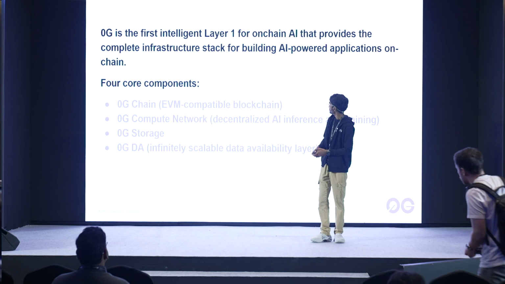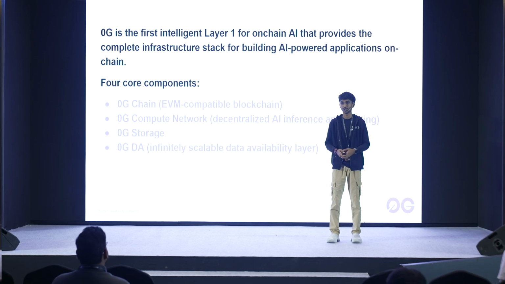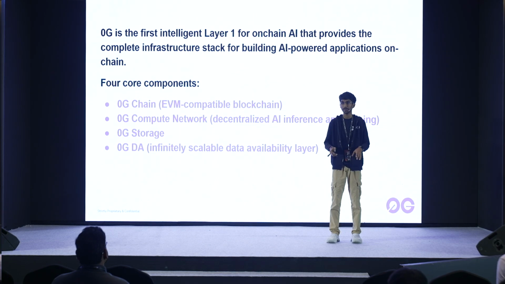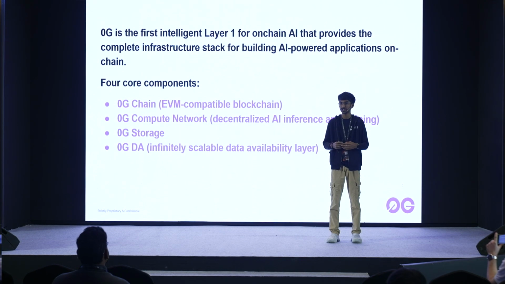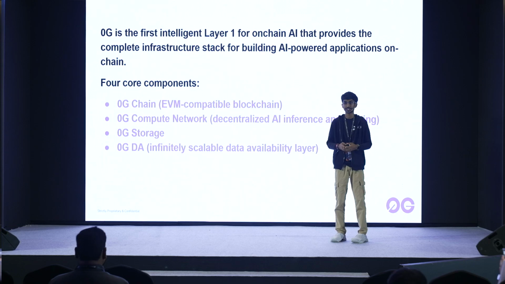So Zero G is the first intelligent layer 1, and we have 4 core components. We are an EVM compatible chain. On top of that, we have a storage network, a data availability layer, and also a compute network. So basically, we have a complete stack that can help you onboard applications that are native to AI, and we give you a modular solution to integrate with Zero G's tech stack.